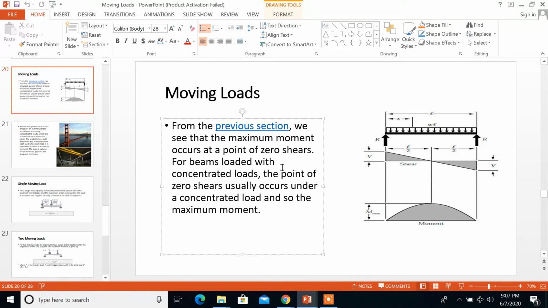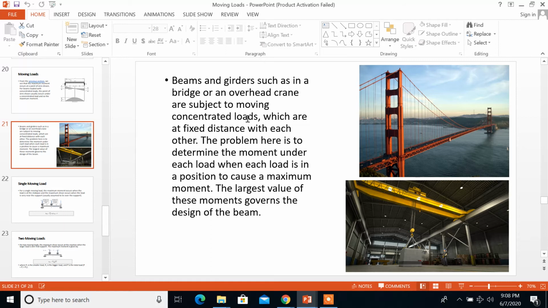So, for beams loaded with concentrated loads, the point of zero shear usually occurs under a concentrated load and so the maximum moment. Ayan, pa-take note na lang yun. So, lagi yun, yung zero shear, nandoon yung ating maximum moment. So, beams and girders, such as in a bridge or an overhead crane. So, yung overhead crane, moving loads din yan, since, di ba, yung crane natin is gumagalaw.